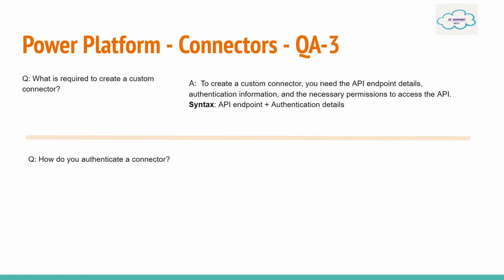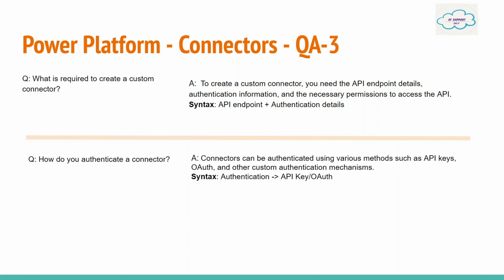Question: how do you authenticate a connector? Connectors can be authenticated using various methods: API keys, OAuth, and other custom authentication mechanisms. In some scenarios, I saw that when connecting to a third-party solution using a custom connector, you just pass the username and password. There are different connectors which require standard OAuth as well, right?